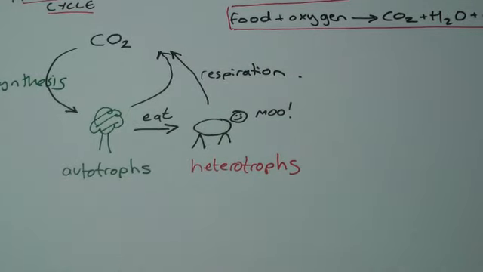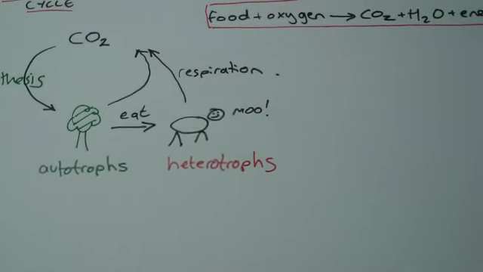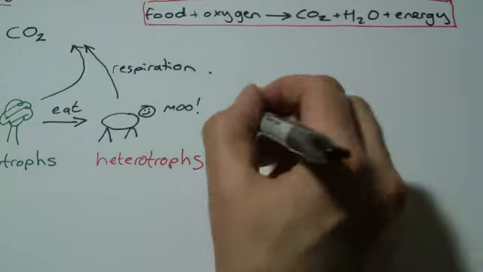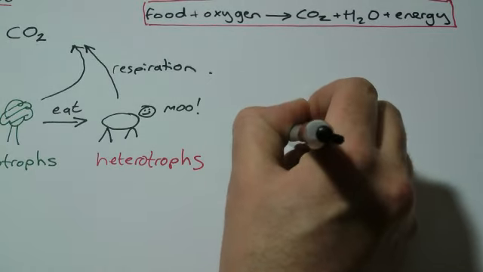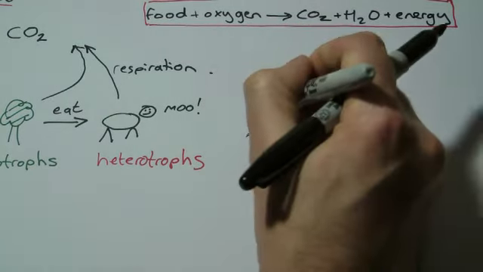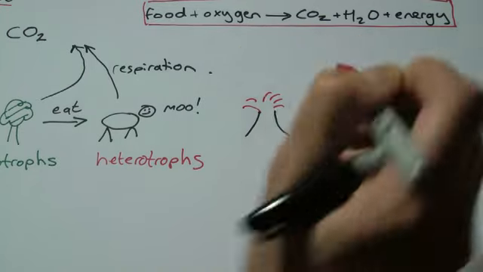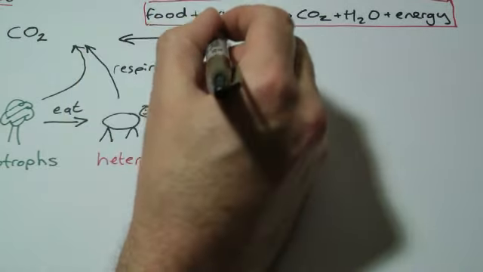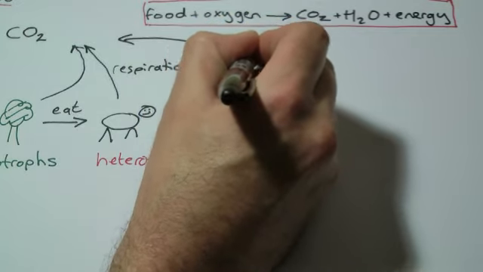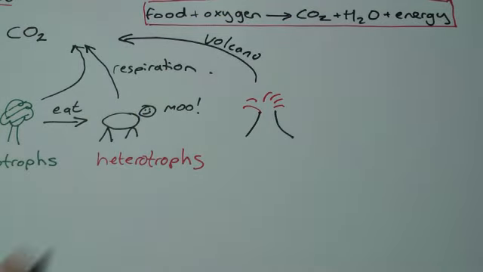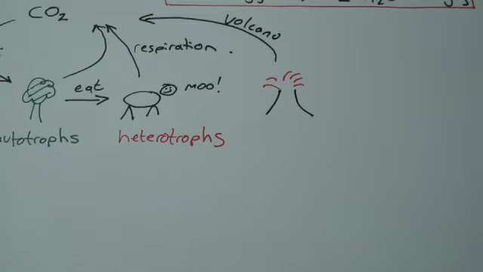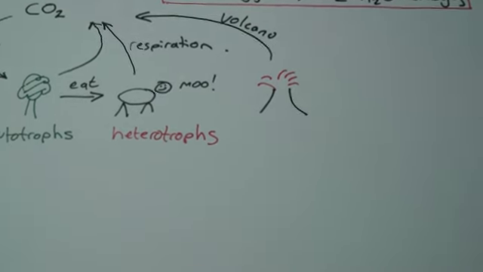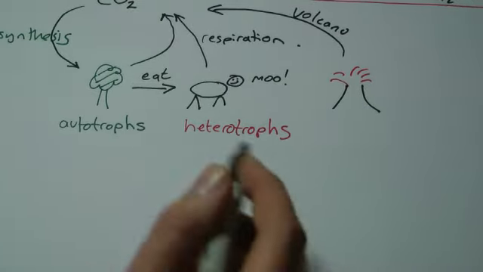There are a few other ways that carbon dioxide can get back into the atmosphere. Now, one of the natural ways is a volcano. Volcanic eruptions actually release tremendous amounts of carbon dioxide back into the atmosphere. So there's one possible route. Another route is from combustion. Now, combustion is just a scientific term for burning.